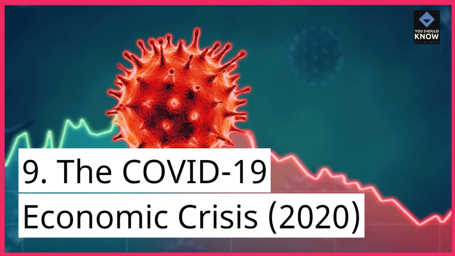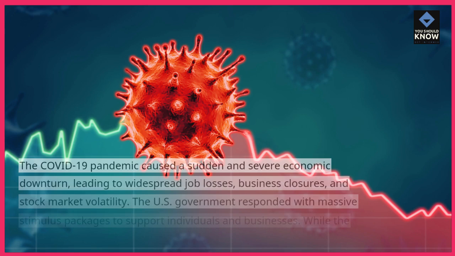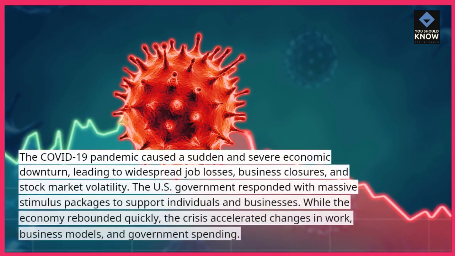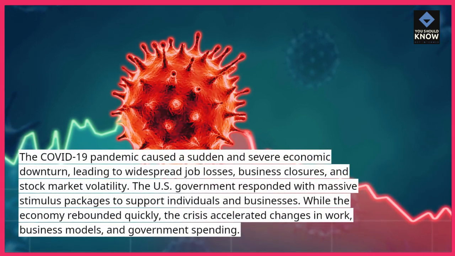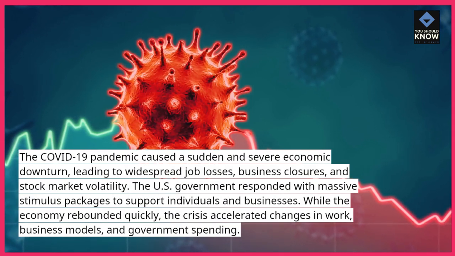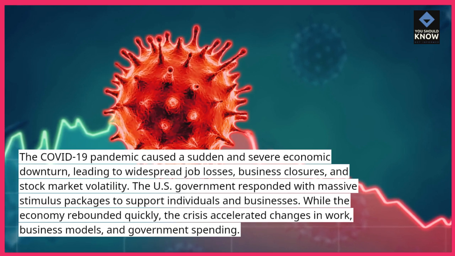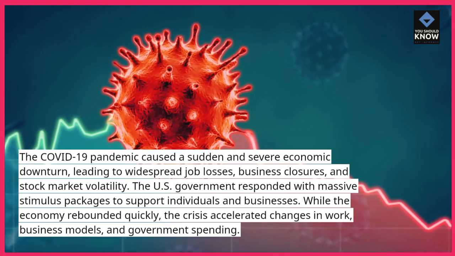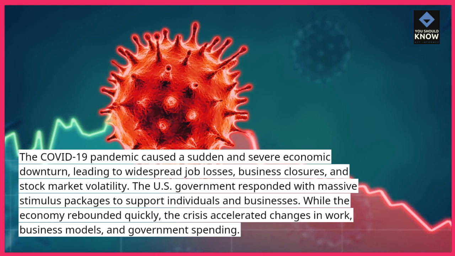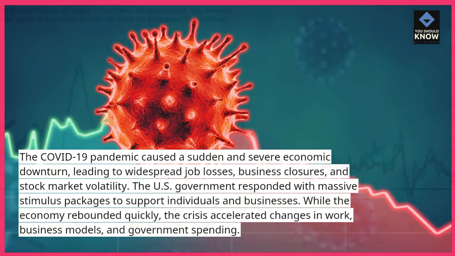9. The COVID-19 economic crisis, 2020. The COVID-19 pandemic caused a sudden and severe economic downturn, leading to widespread job losses, business closures, and stock market volatility. The U.S. government responded with massive stimulus packages to support individuals and businesses. While the economy rebounded quickly, the crisis accelerated changes in work, business models, and government spending.